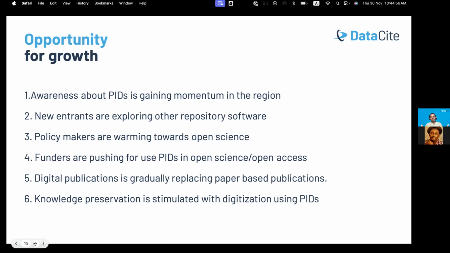that is getting traction, digitization of our publications. Knowledge preservation is stimulating with digitizing using persistent identifiers.